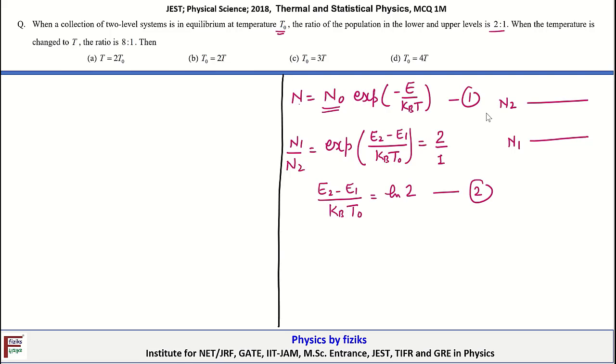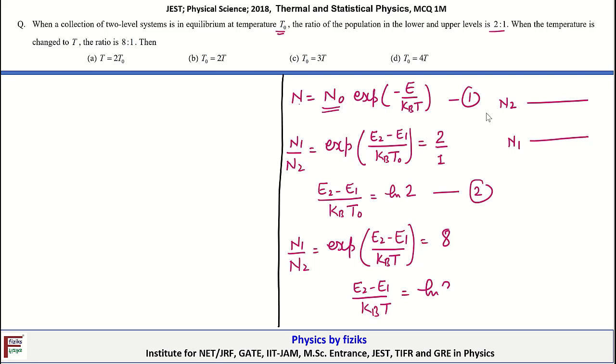Now the next condition is that when temperature is changed from T naught to T, the same ratio n1 divided by n2 is equal to exponential of E2 minus E1 divided by kB T. Now it's T, not T naught. And that is equal to 8. Again taking logarithm on both sides, we obtain E2 minus E1 upon kB T equals ln 8, which is 3 ln 2. Let's call this equation 3.